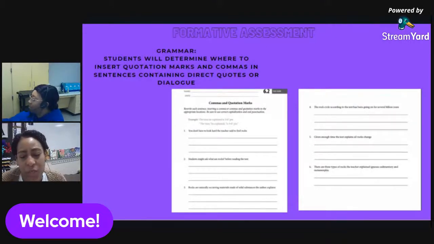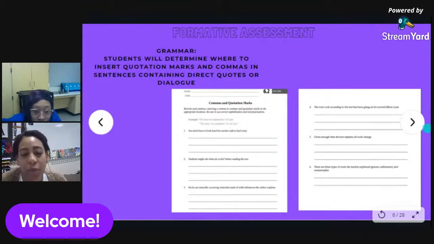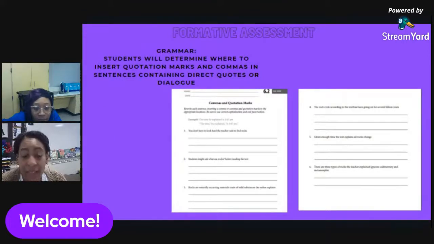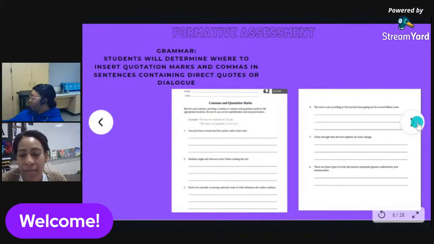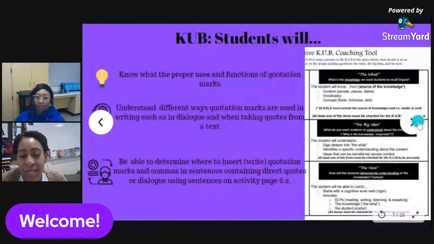So they're given six questions, and they have to properly punctuate them. Determine where those commas go, determine where those quotation marks go. So are they rewriting the sentence on those lines and then adding the correct punctuation? Yes, absolutely. Gotcha. So let's take a look at the cub.